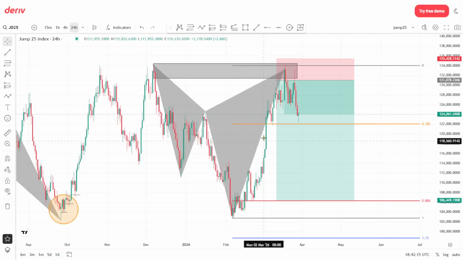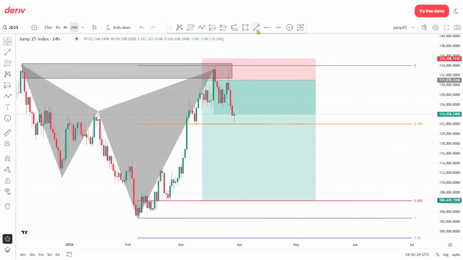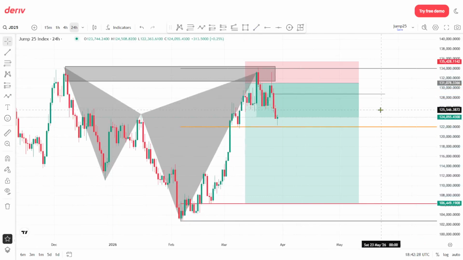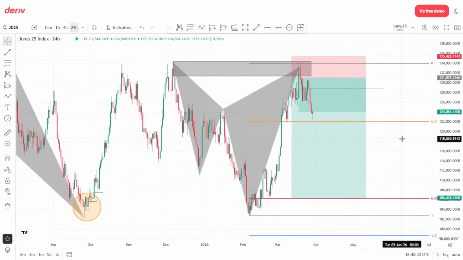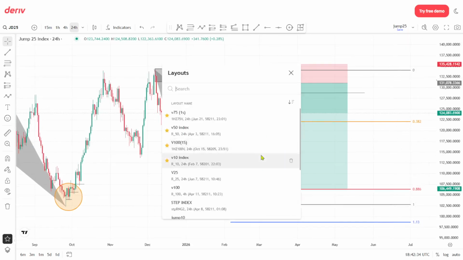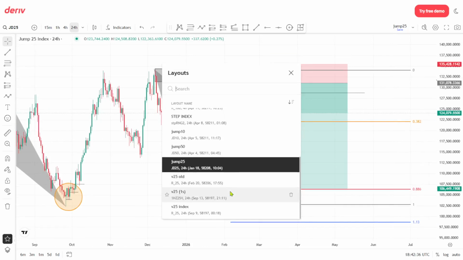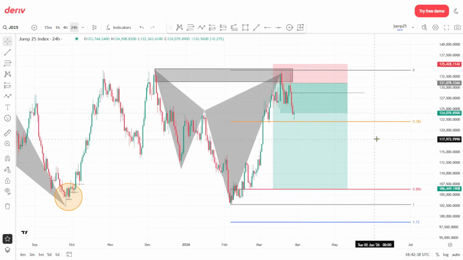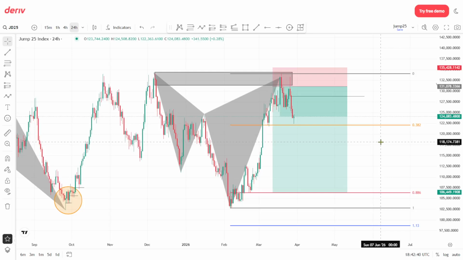So this is a trade I didn't actually take, because I didn't see it on time. But if price comes back again into this other block, you can look for a re-entry. This is Jump 25 Index. Yeah, that's all. So these are all the setups I have.